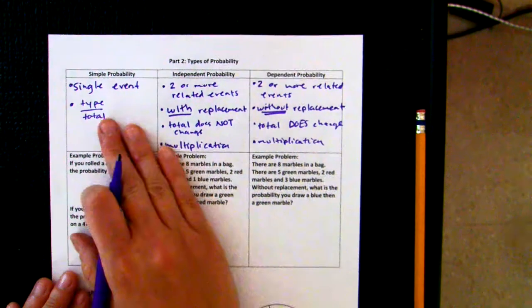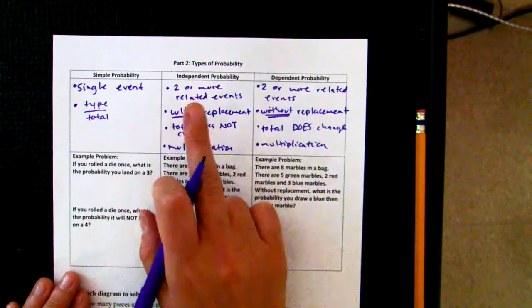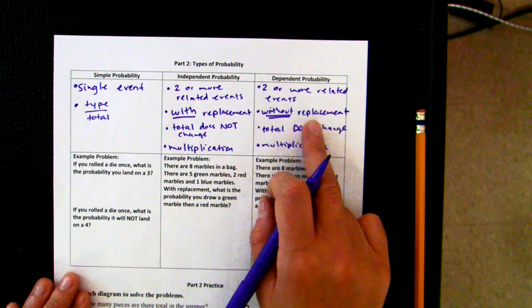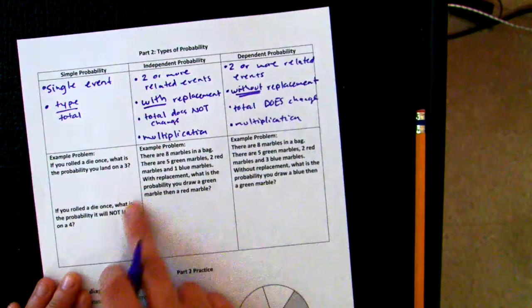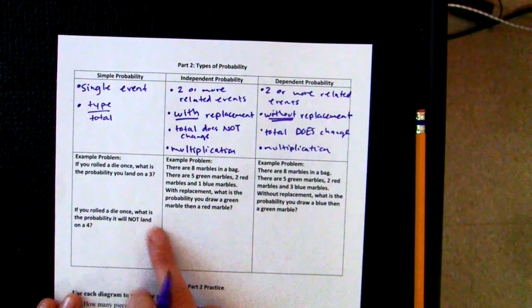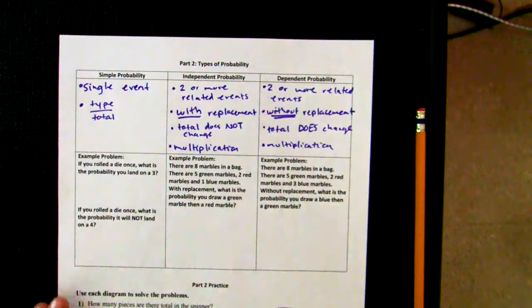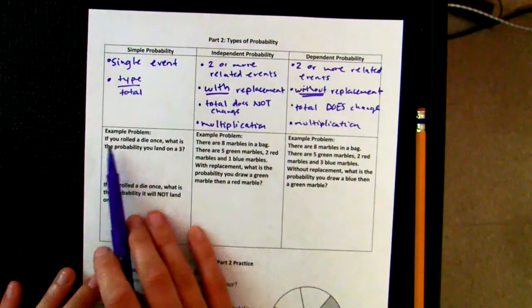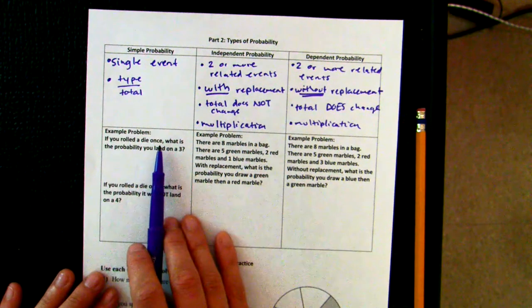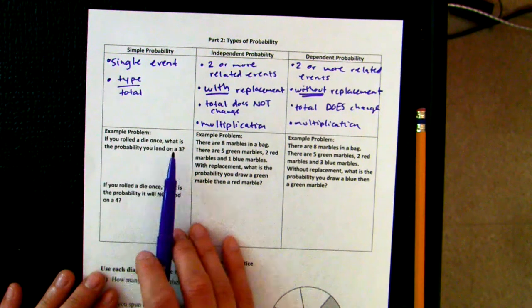Okay, so now that we know our definitions of simple probability, independent probability, and dependent probability, let's look at a few examples of how we see these actually play out. So simple probability, if I read this problem, it says if you rolled a die once, what is the probability you land on a 3?